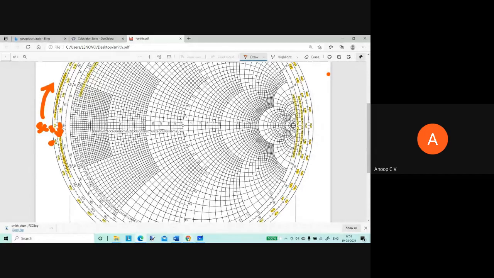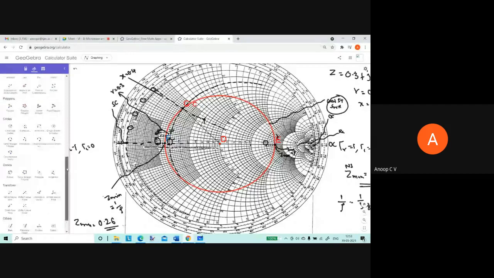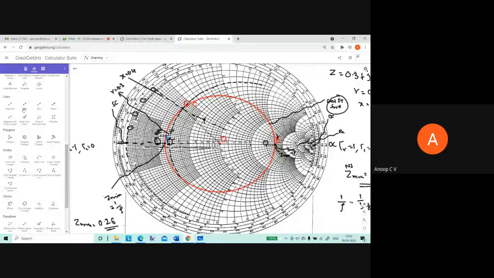Next we need to find the position of maxima, the position of minima, and all those steps. For that, this is our load point. This point C is our load point. So now I'll draw a line segment, a line D which passes through C.